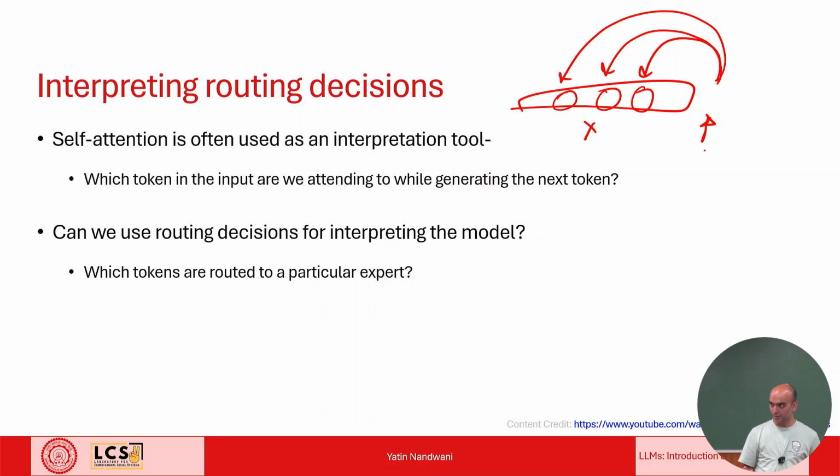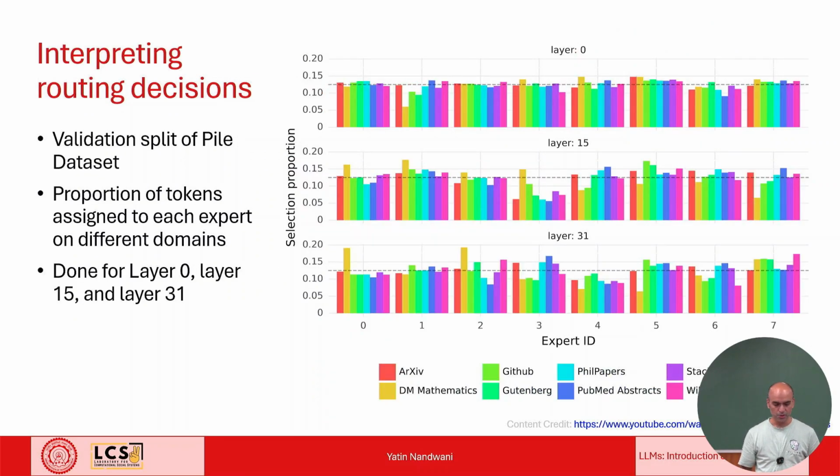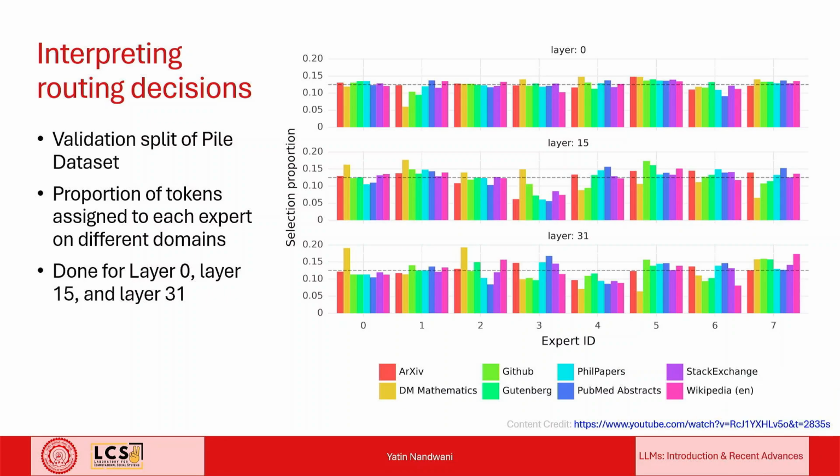Now we have a router which is choosing an expert, right? Can that also act as a tool for interpretation, to see which token is getting routed to which expert? Is it true that all the tokens corresponding to, let's say, mathematical operations or numbers are getting routed to a specific expert? Is there any specialization happening on the expert side? So this is the graph that they have.